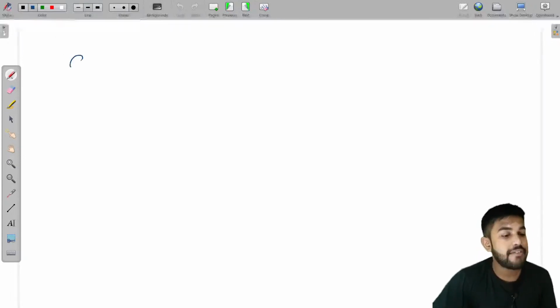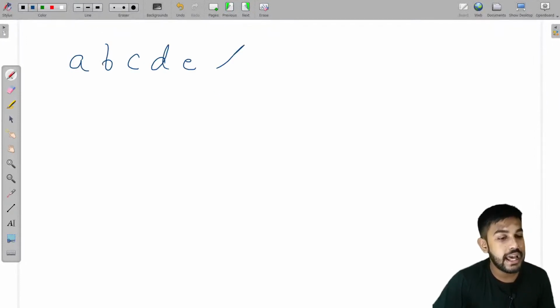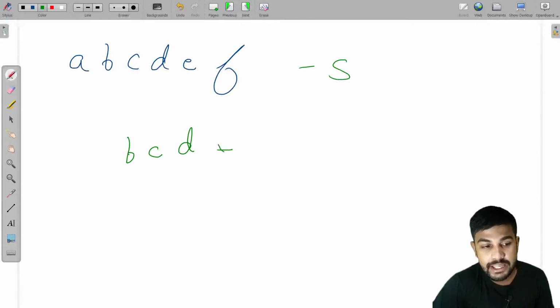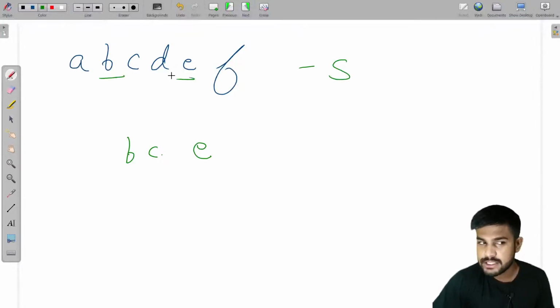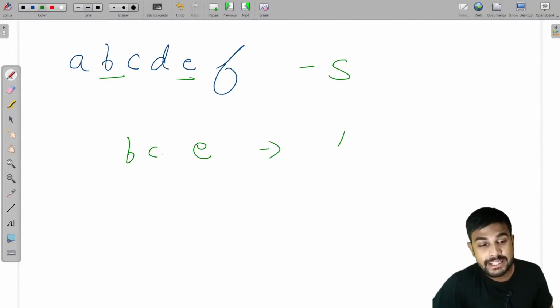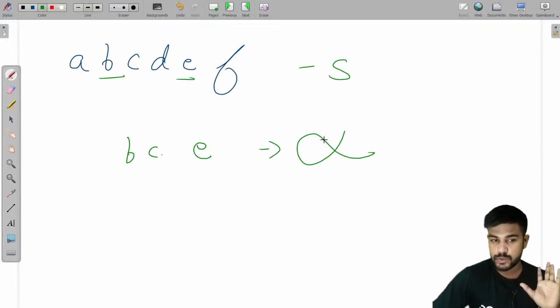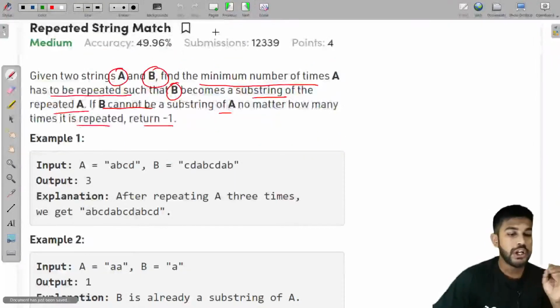Suppose we have A, B, C, D, E, and F. Suppose this is a string S. And now I have B, C, and D. B, C, D is within S, so we can call this that B, C, D is a substring of S. Now, one more thing: BCE also exists in the string, but this is not continuous, so we can say that this is not a substring. A substring is a subsequence which is continuous. Good to go. So now we have understood.